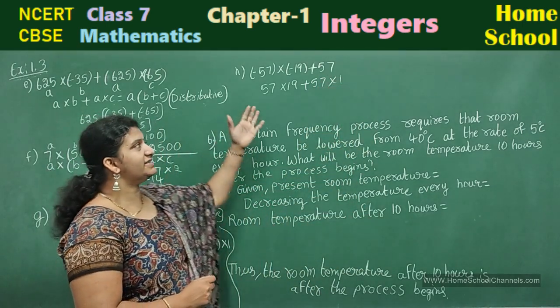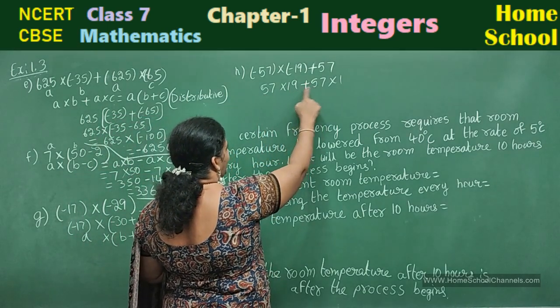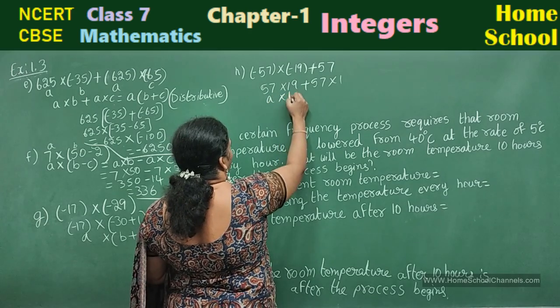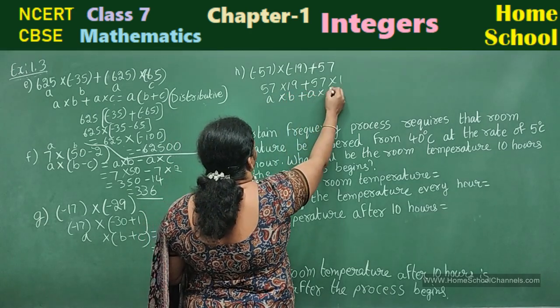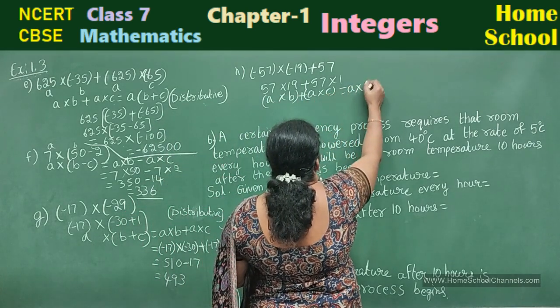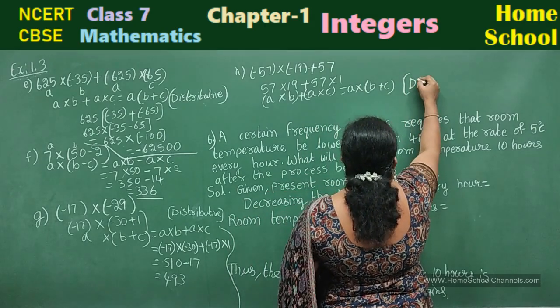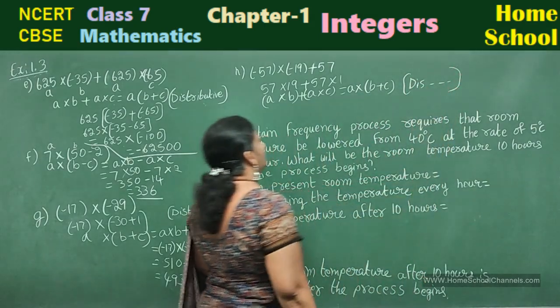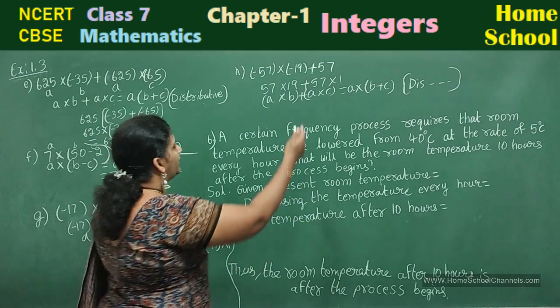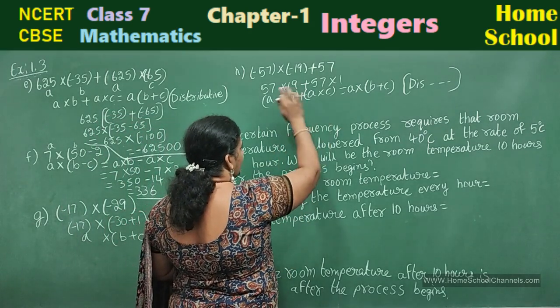Now I can see distributive property. This is A, B, C. A into B plus A into C. Yes or no? This can be written as A into B plus C. Which property is it? Distributive property. Okay, distributive property. You can complete that sentence. And now LHS already given.